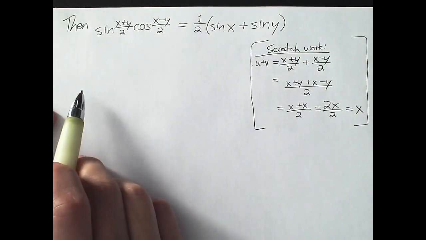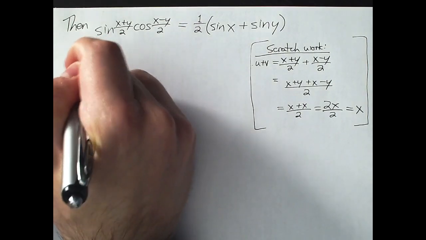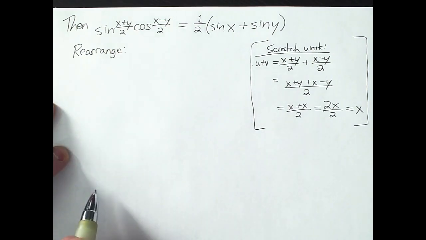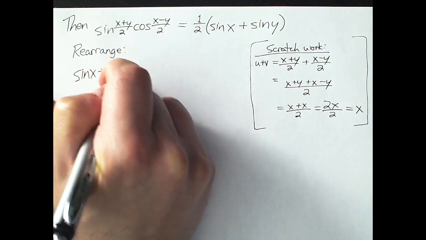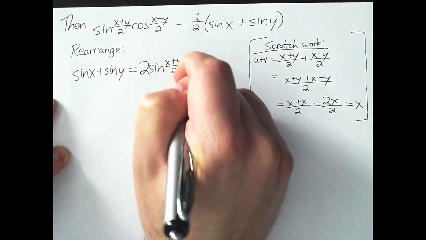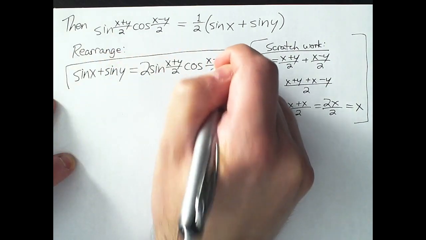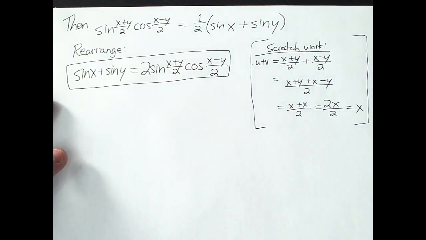Look what we just got here. That's pretty cool. We're going to take what we just got and rearrange it slightly. We're going to basically just multiply both sides by 2, and we're going to say that sine x plus sine y equals 2 sine of x plus y over 2 cosine of x minus y over 2. And this is one of the sum to product formulas. So you see that on the list of sum to product identities.